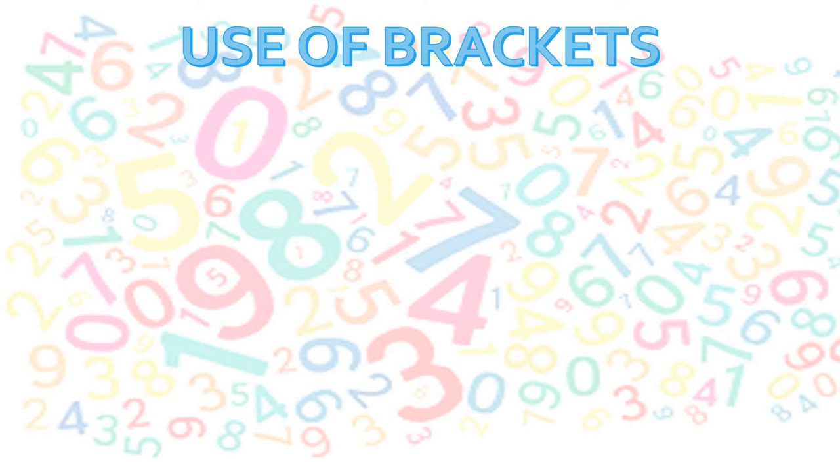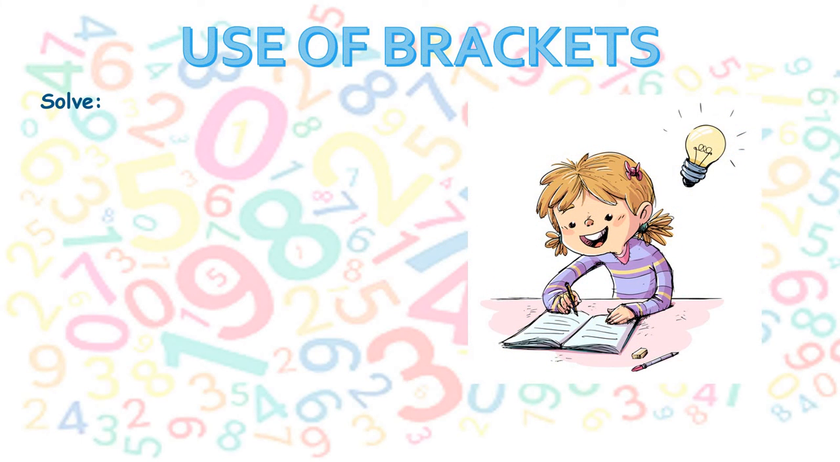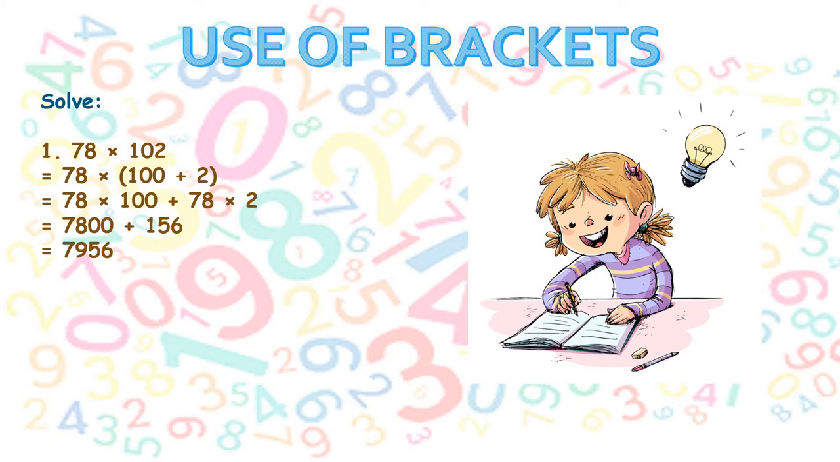Now we come to use of brackets. Solve these questions. 78 into 102. We use brackets to make the solution easier. So we can write it as 78 into 100 plus 2. So 78 will be multiplied to 100 also, and 78 will be multiplied to 2 also. So it will be 78 into 100 plus 78 into 2. So we'll have 7800 plus 156, that is 7956, our answer. So this is a quick way of multiplying with the use of brackets.